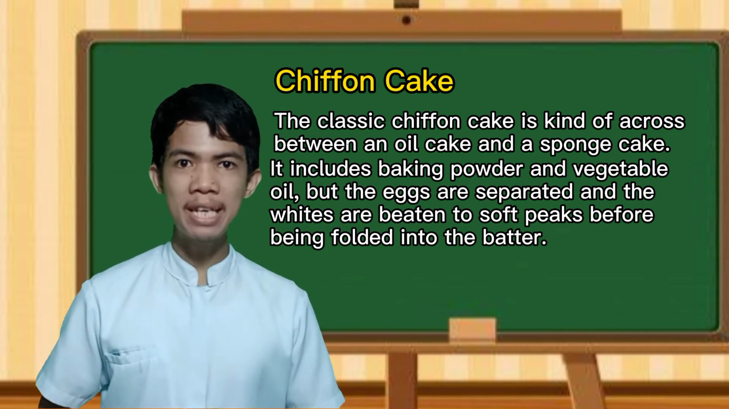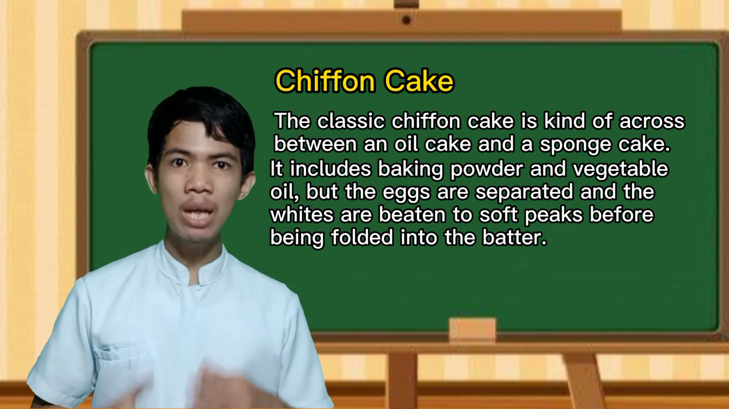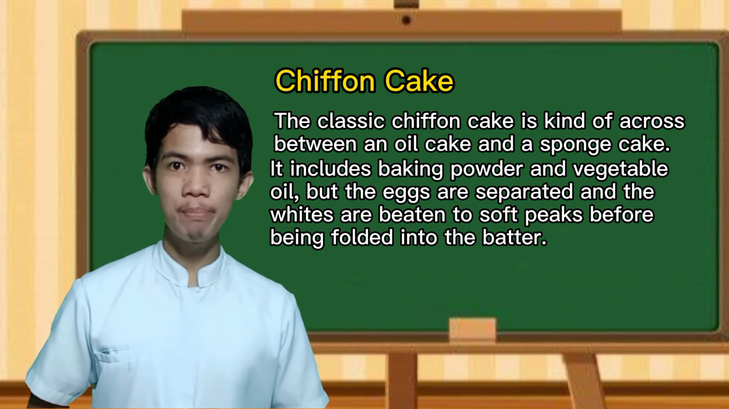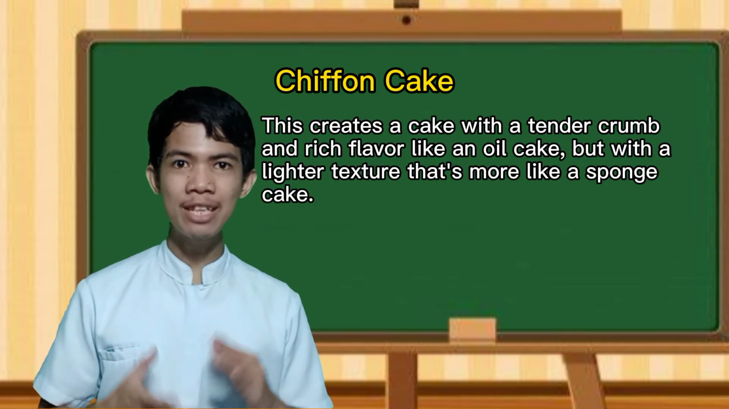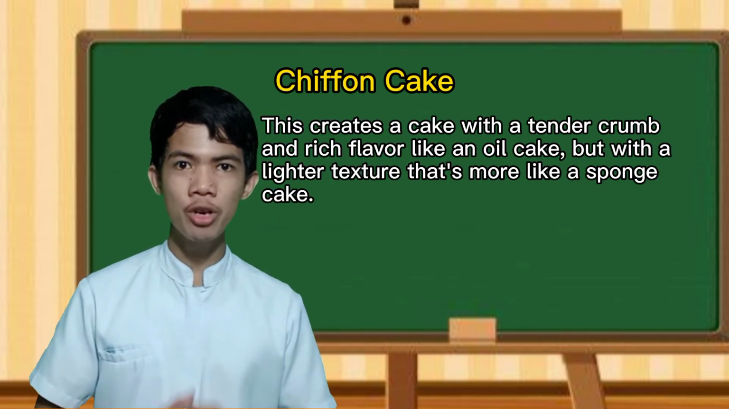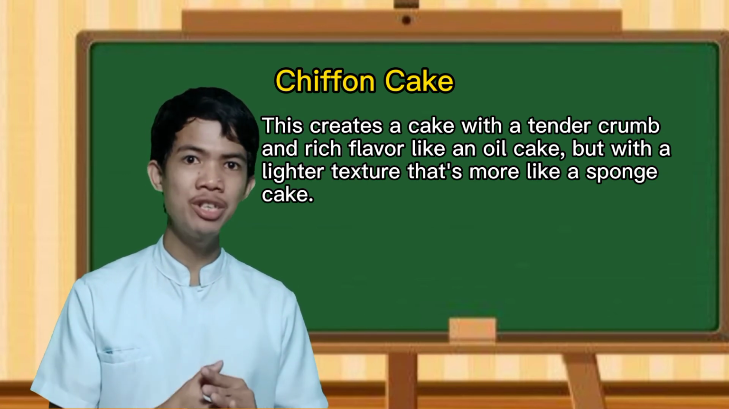It includes baking powder and vegetable oil, but the eggs are separated and the whites are beaten to soft peaks before being folded into the batter. This creates a cake with a tender crumb and rich flavor like a shortened cake, but with a lighter texture that's more like a sponge cake.